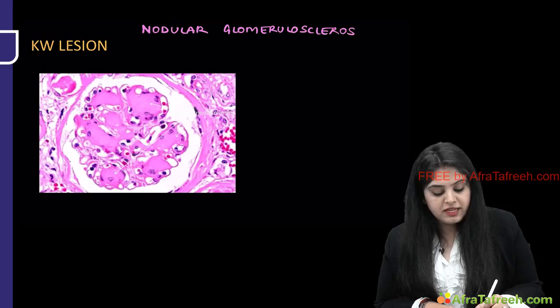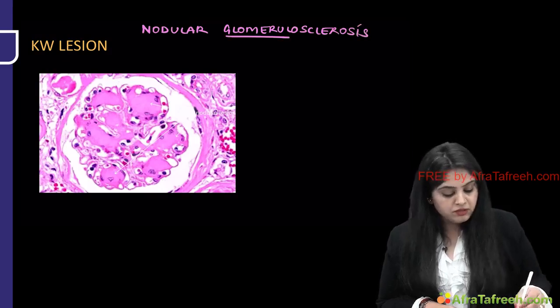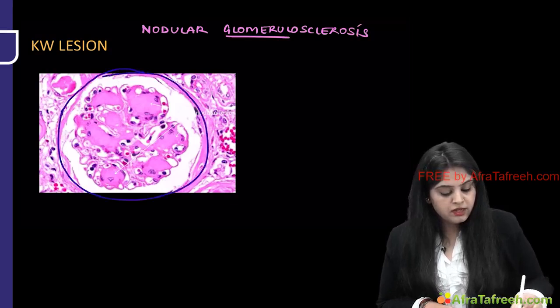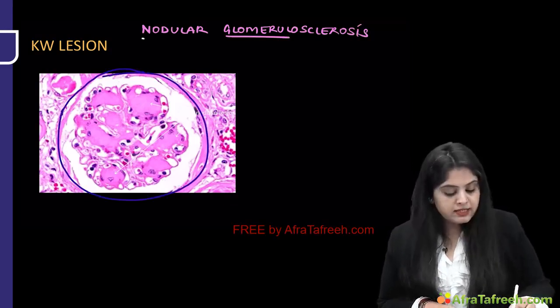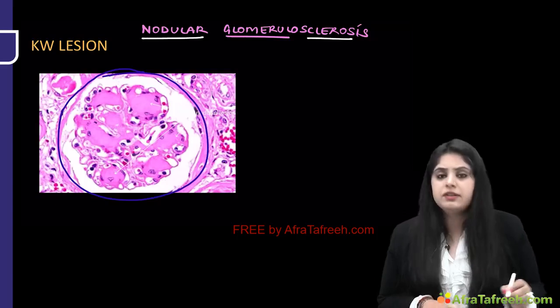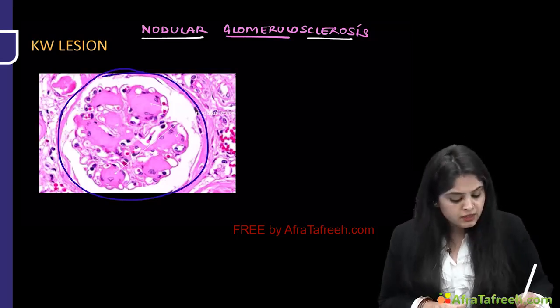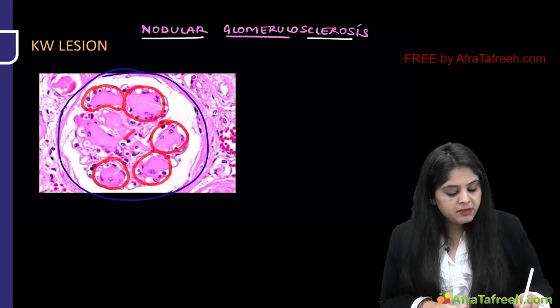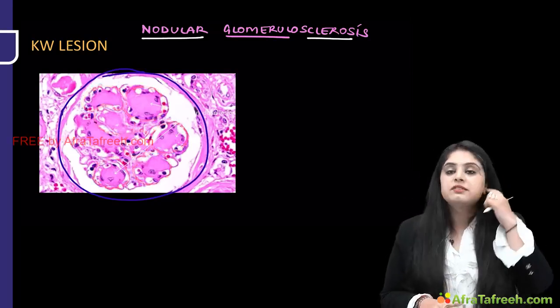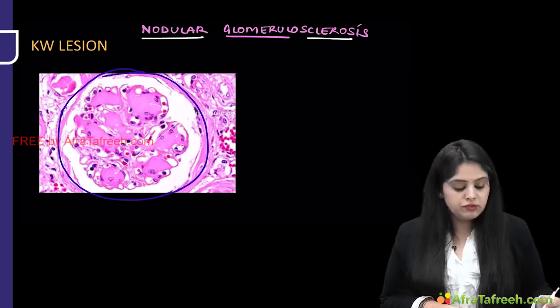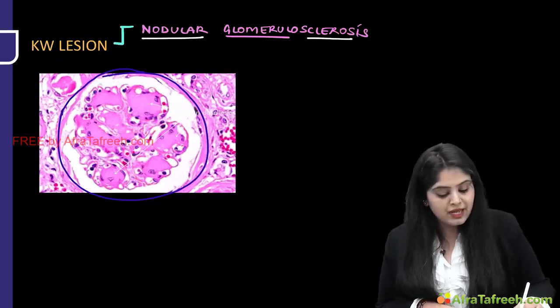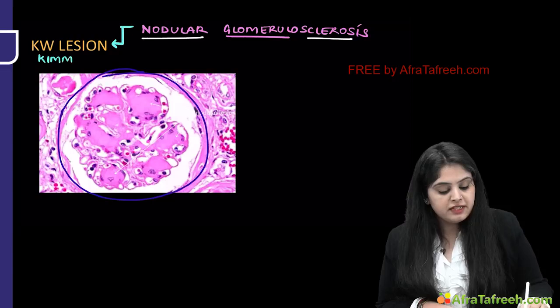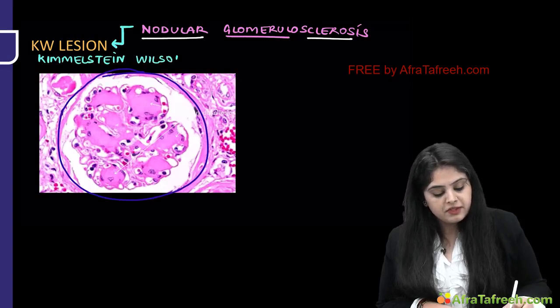glomerulosclerosis, which means that there will be a picture of a glomerulus which I can very well visualize over here, and there is going to be some nodularity that I will notice. Nodularity of what? Sclerosis. Sclerosis is pink material. So I can visualize pink color material here, here, here, and here. There are multiple pink lesions that are going to be present in a case of nodular glomerulosclerosis, and this is also known as the Kimmelstein-Wilson lesion.